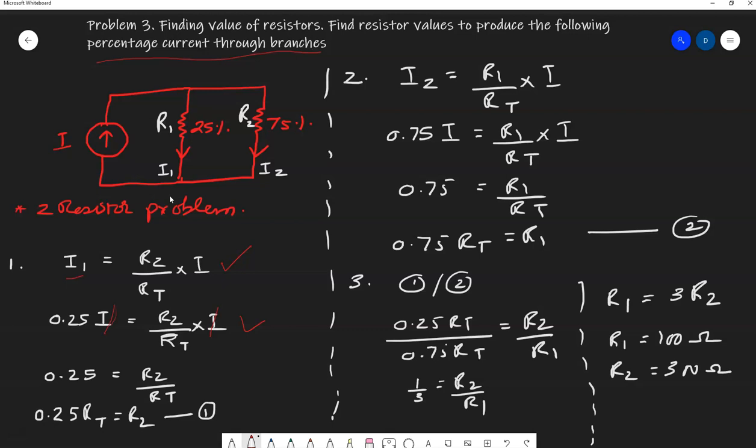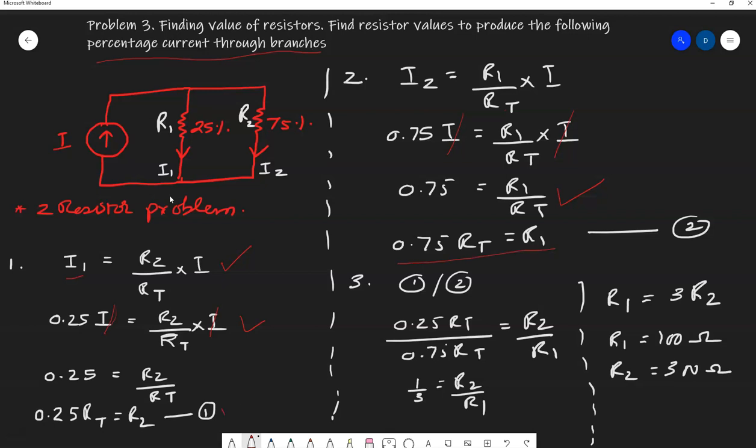Apply a similar method for the current in R2. So I2 is the other resistor divided by total resistance times the current. You have been given the current through R2 is 75%, which is nothing but 0.75 times I equals R1 by RT times I. Now this and this will cancel away. You end up with 0.75 is equal to R1 by RT. Now again you further simplify, you get this equation 2.